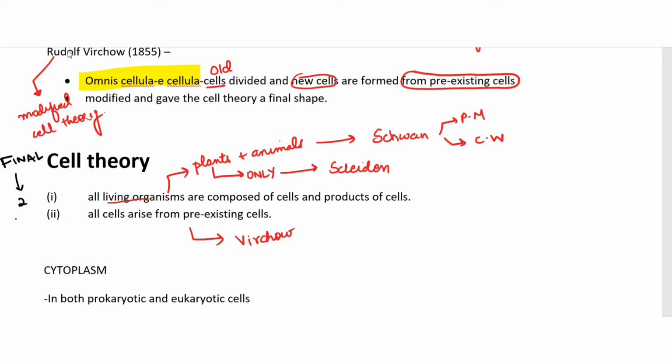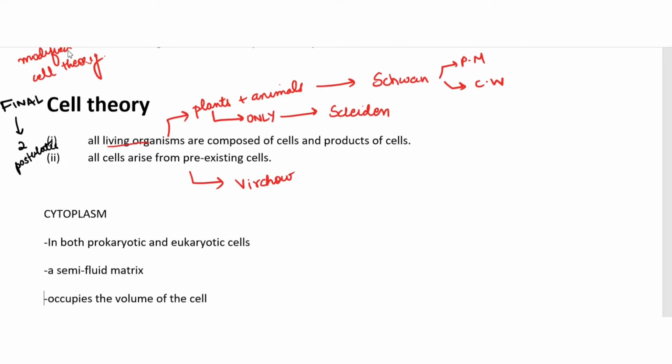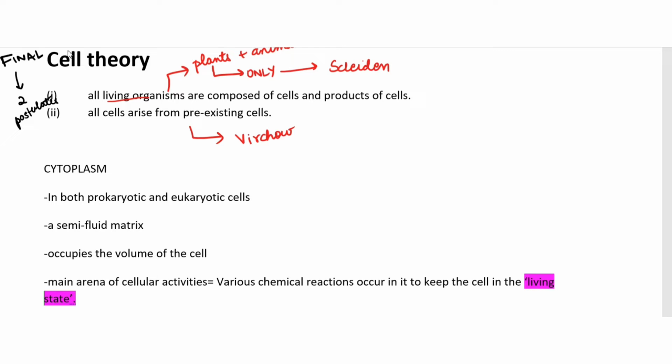Okay. Now we move on to the component of cell, which is the cytoplasm. Cytoplasm is a component of cell which is present in both eukaryotic and prokaryotic cells. Cytoplasm is a semi-fluid matrix, which means it's a gel-like matrix, and it occupies the volume of the cell. It fills the space of the cell and is the main area of cellular activities. It is the place where most cellular activities occur, and this is an important phrase used in your question papers. We said main arena of cellular activities.